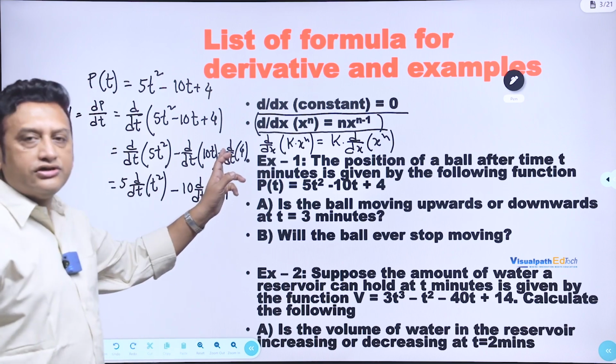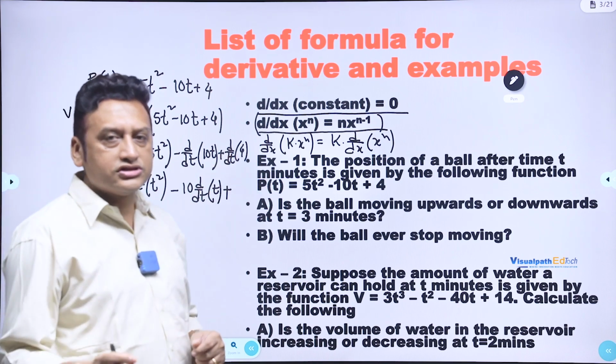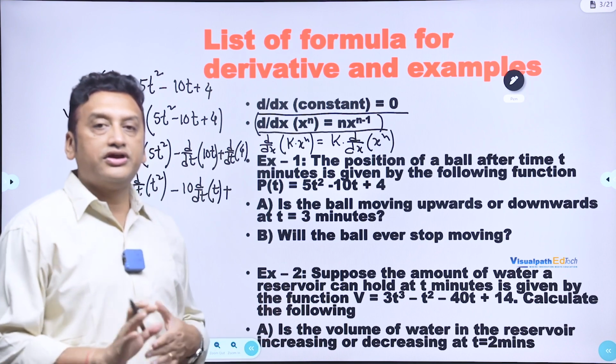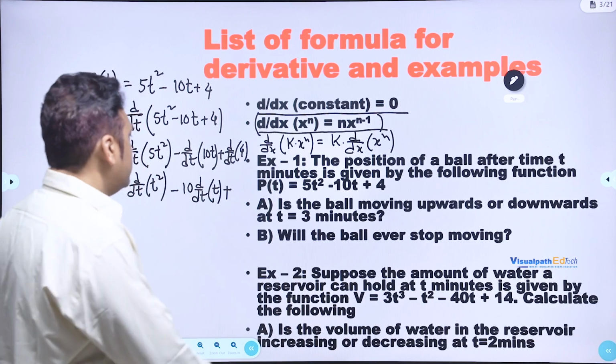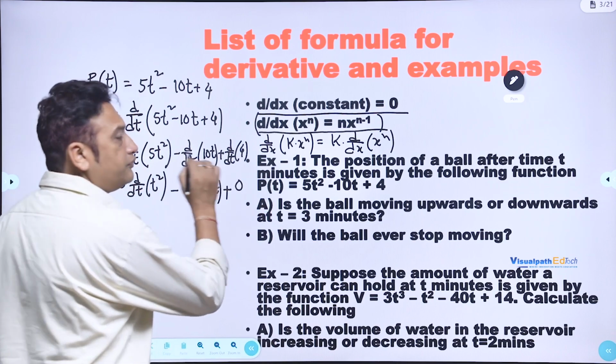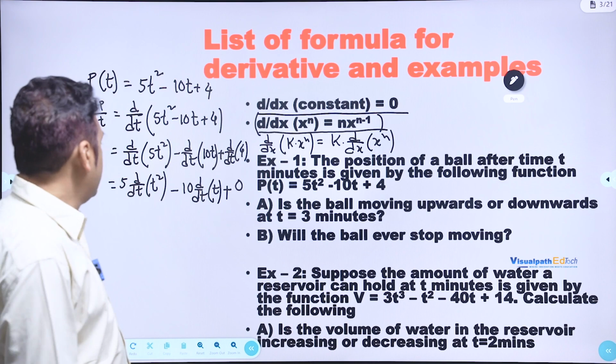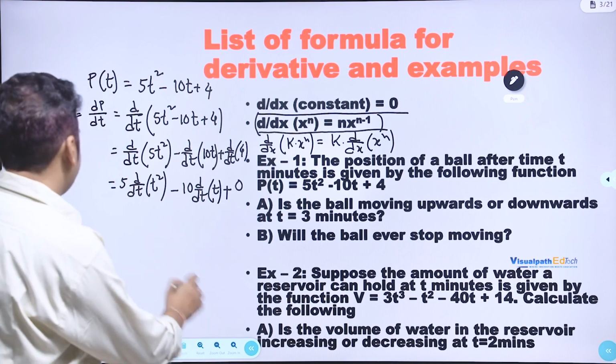Now, d/dt of 4, what is 4? 4 is a constant, it does not have any t, it does not have any variable attached. So, the constant's derivative is always equal to 0. So, d/dt of 4 will be equal to 0. Okay. Now, we are left with only these two terms.